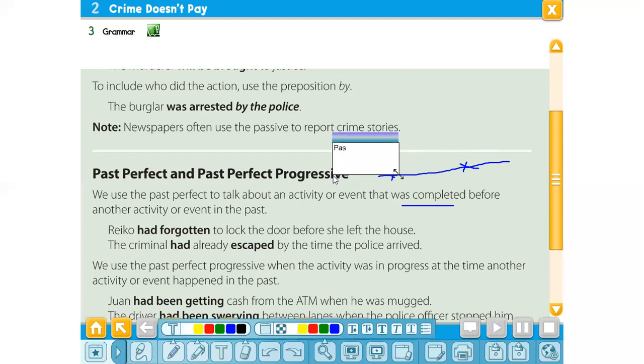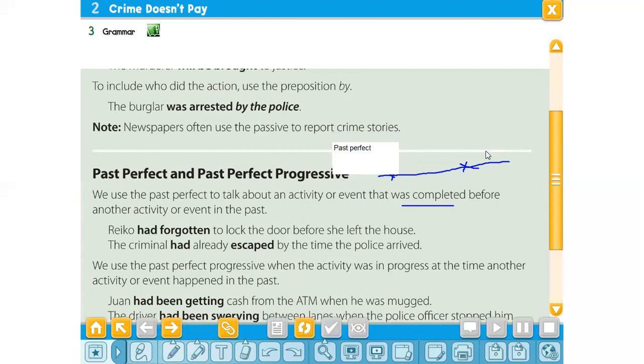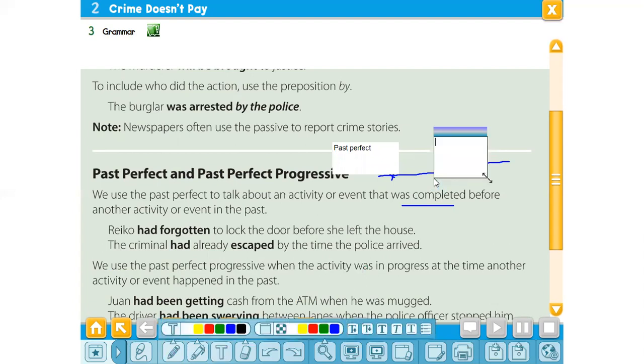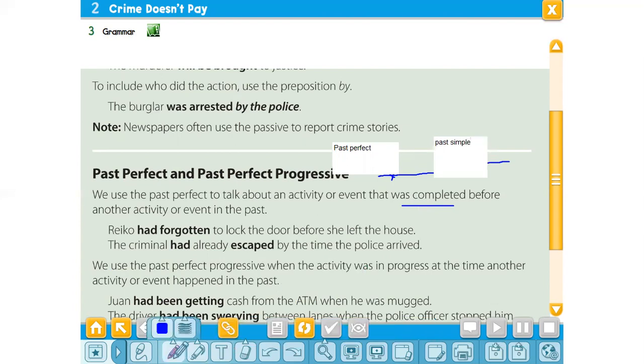Here is past perfect. And here is a past simple. Clear now? Past simple. Okay, what is the form of past perfect?